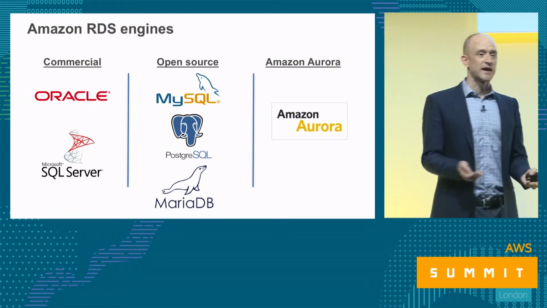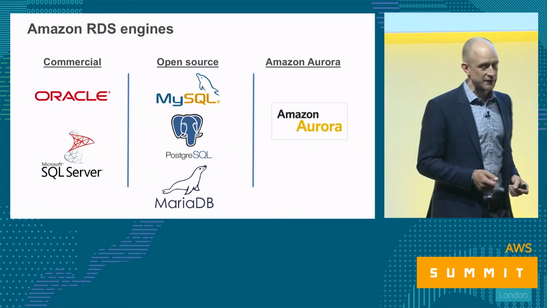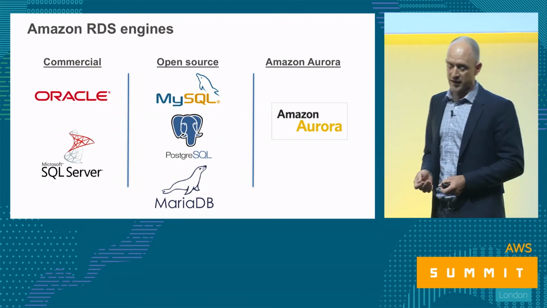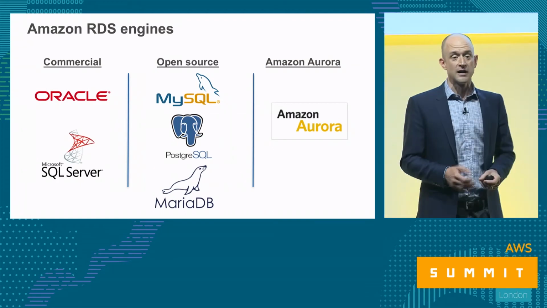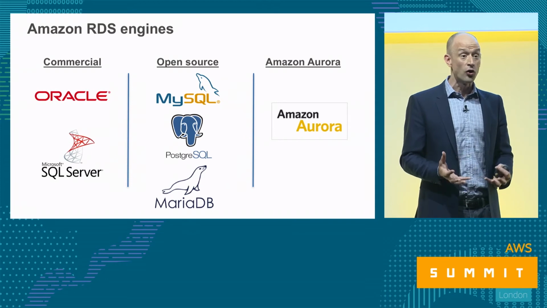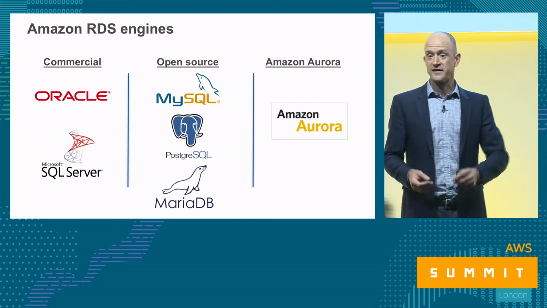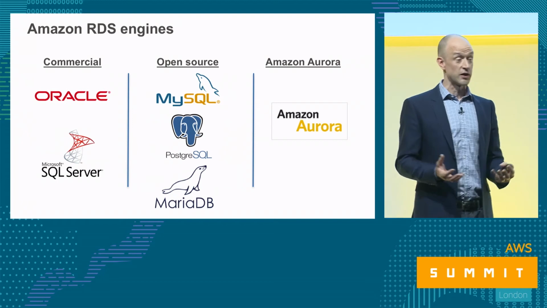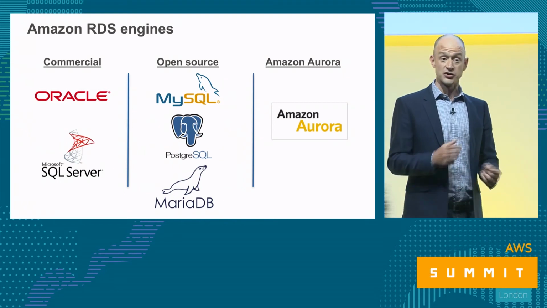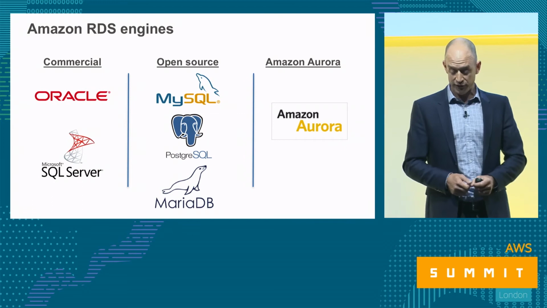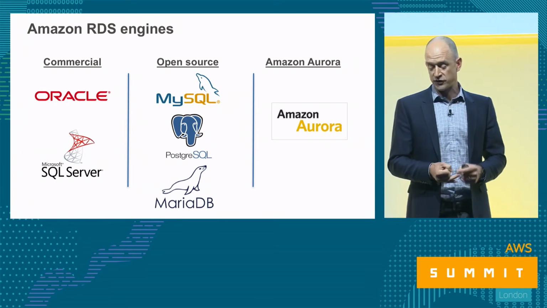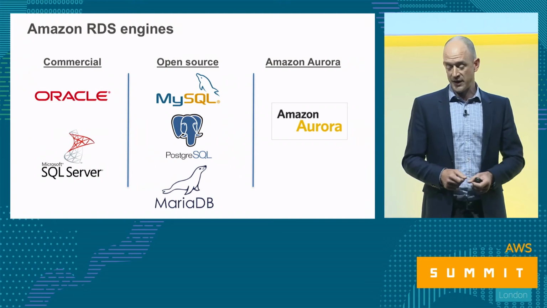So I mentioned these database engines that RDS supports. You can see here the engines that are supported by RDS. On the commercial side, we support RDS for Oracle. So you can migrate your Oracle data into RDS. SQL Server, for those customers that are using Microsoft for their relational database, you can use SQL Server on RDS. Again, open source, we've got MySQL, Postgres SQL, and MariaDB.